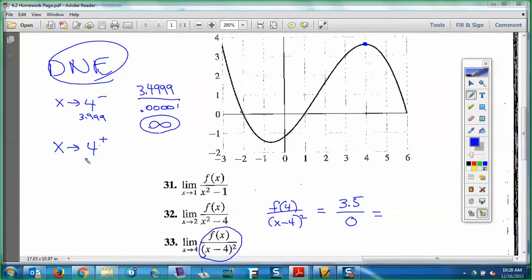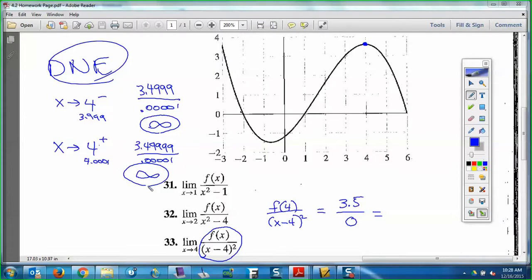Okay, what about I put in 4.001? Well, put in 4.001 into f, you get, again, just a little bit below 3.5, right? But I don't really care about that number. What I care about is the bottom. Put 4.001 in here, minus 4 is 0.001, square it. Also positive. So what do I get? I get infinity on both of them.